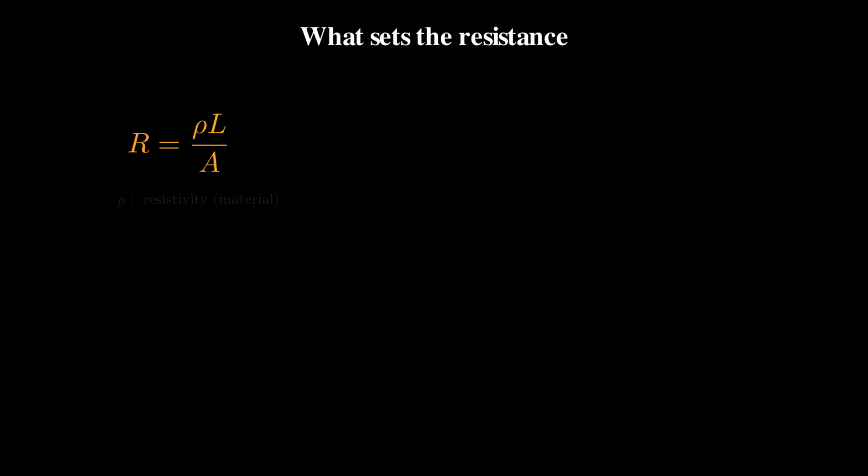What actually decides a wire's resistance? Three things. Wrapped in this formula, R equals ρL over A. Rho is the resistivity, a property of the material itself, how strongly it opposes current. Then geometry. A longer wire has more resistance, because the charge has further to fight through. And a thicker wire, with a bigger area A, has less resistance, because there's more room to flow. Double the length, double R, double the area, halve R.